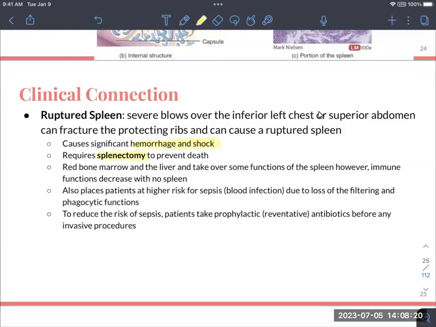The problem is our immune functions will go down if we don't have a spleen. They're at higher risk of sepsis, which is blood infections, because that spleen is monitoring that blood for infections as that blood goes through. So patients usually have to take prophylactic antibiotics before any type of surgical procedure that is invasive, so they're cutting in, to help prevent sepsis from happening.